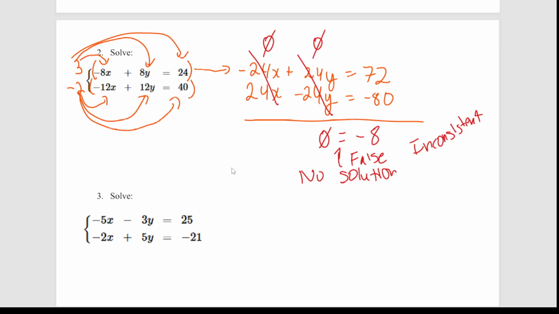And if you were to solve these out for y for both of these equations, you should find that they have the same slope but different intercepts. So that means that they are two parallel lines that never touch.